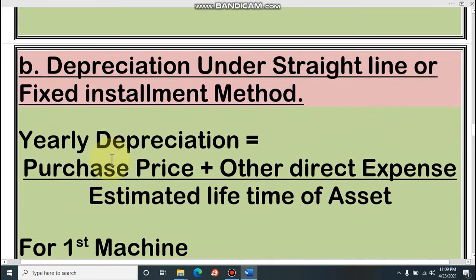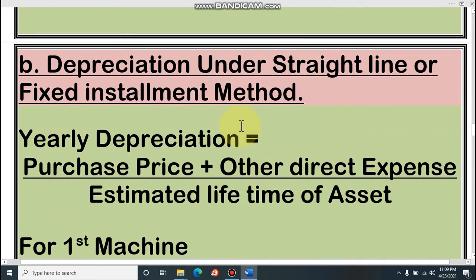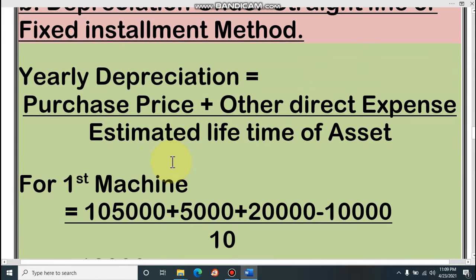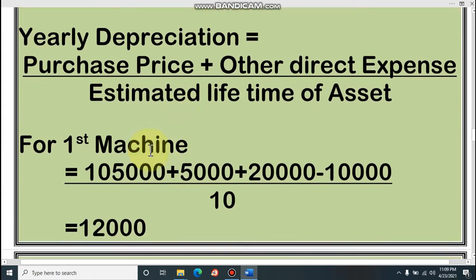Now, depreciation under the straight line or fixed installment method. Dear student, you know that depreciation under the straight line method means every year we have to charge the same amount of depreciation. The formula of yearly depreciation, I discussed in the very first class: purchase price plus other direct expenses minus scrap value, divided by estimated lifetime, then you will get the yearly depreciation. That means depreciation per year.